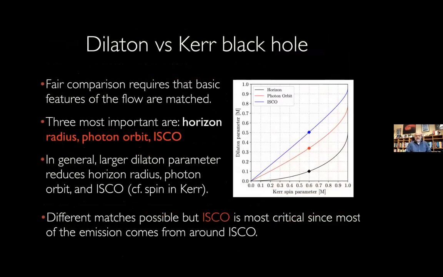So first of all, if you want to ask yourself how a dilaton black hole looks, you have to make sure that you're comparing comparable things. A dilaton black hole is a spherically symmetric black hole which has a single parameter. And this means that by fixing this parameter, you can match the corresponding Kerr black hole. Suppose that you have a Kerr black hole of spin 0.6, then you can build a dilaton black hole which has either the same horizon size or the same photon orbit or the same ISCO.